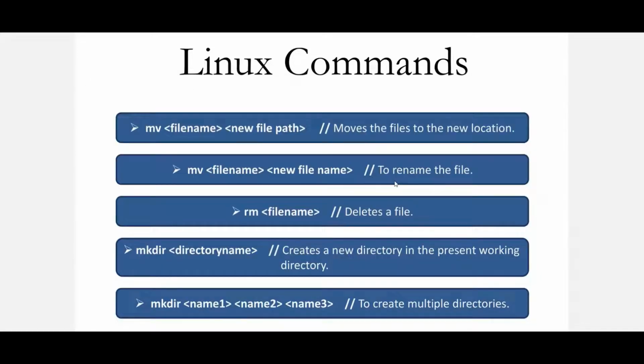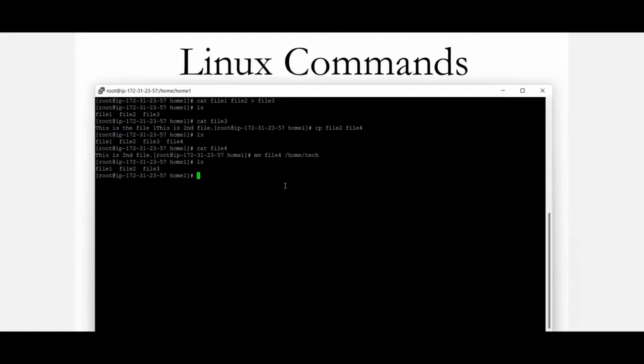This is our next command. We use this command to rename the file. Now let us consider that I have to rename file3 with the name file5. For that I will use the command mv file3 space file5. Now let us check the files in this directory. We have file1, file2 and file5. That means we have successfully renamed file3 to file5.